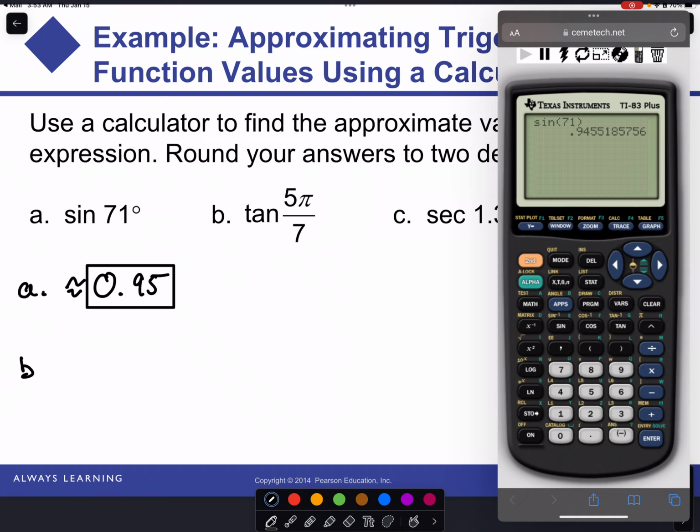For B, now in B, we're working with what? Radians. So I need to go back to mode and put it back into radian mode. And then let's do tan of 5 pi over 7. We get approximately negative 1.25.